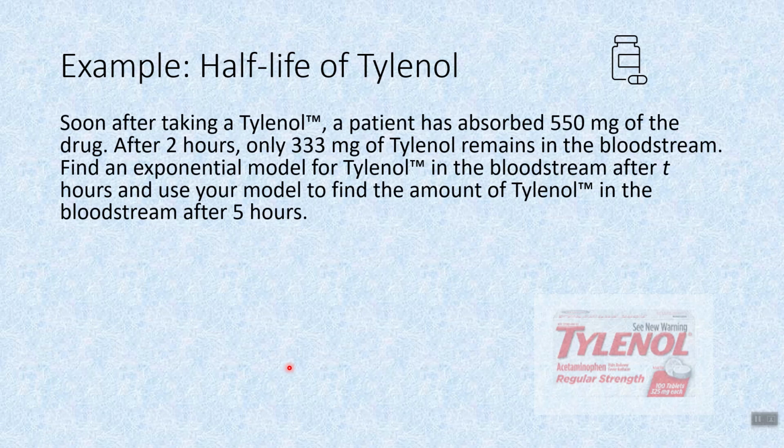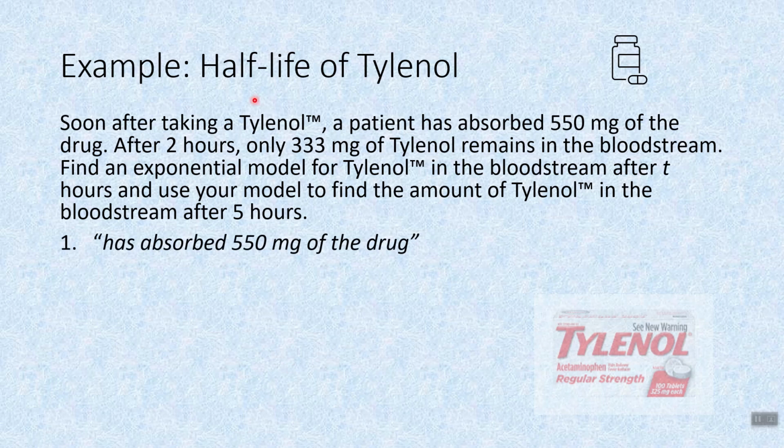Tylenol happens to have a half-life. That means it's a certain amount of time for half of the substance to decay. Soon after taking a Tylenol, a patient has absorbed 550 milligrams of the drug. After 2 hours, only 333 milligrams of Tylenol remains in the bloodstream. We want to find an exponential model for Tylenol in the bloodstream after t hours, and then we're going to use our model to find the amount of Tylenol in the bloodstream after 5 hours. And this, by the way, you can look it up, but this is truly the half-life for Tylenol. I decided to be accurate.